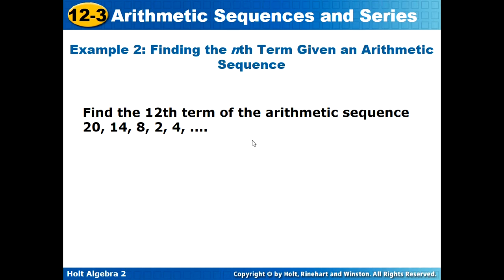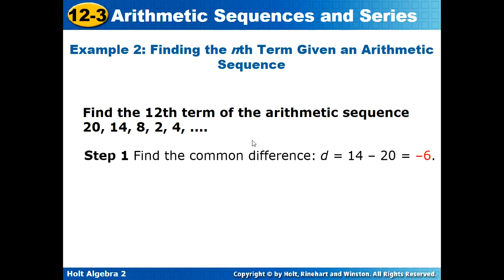So we need to know the first term. What's the first term here? 20. We need to know the number of the term we're trying to find. And what is the number of the term we're trying to find? It's the 12th term. And then we need to know D, which is the common difference. So how can we find the common difference? Well, we just do what we did in the beginning and look at the difference between each term. So the common difference here is negative 6 because it goes down by 6. So that's step 1. Find the common difference.